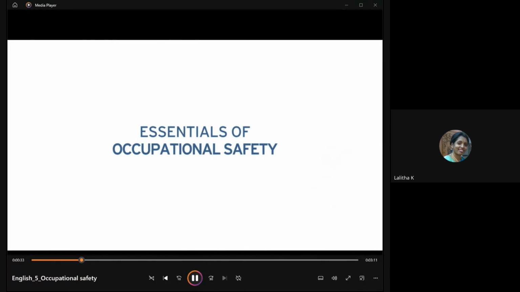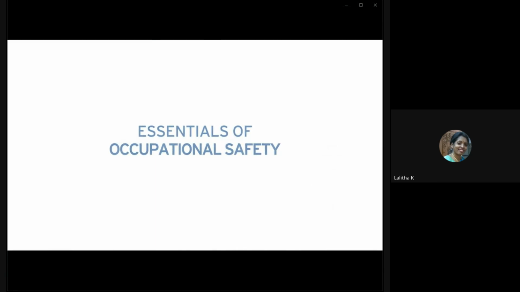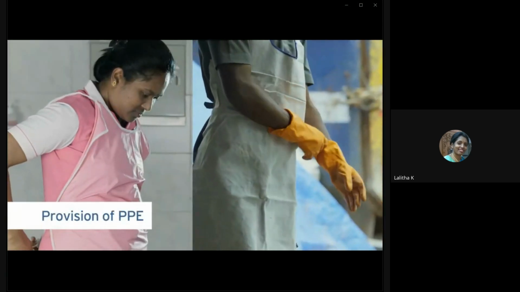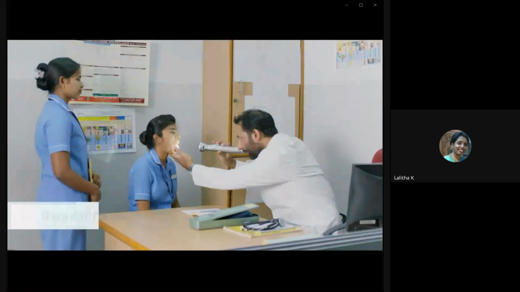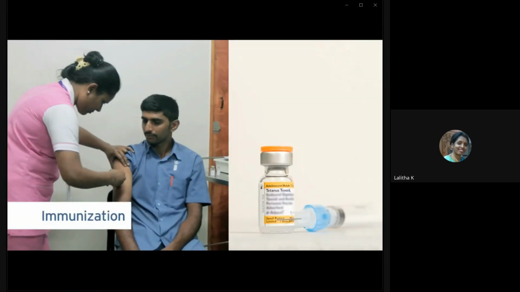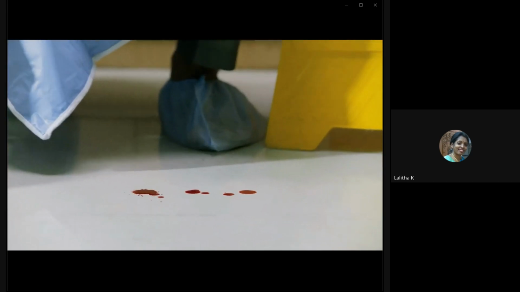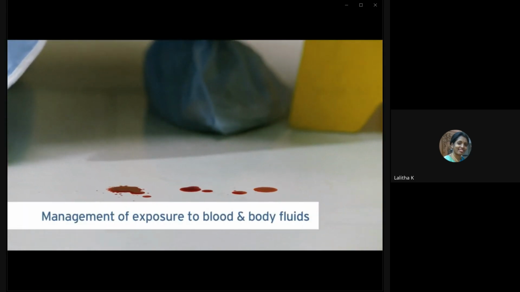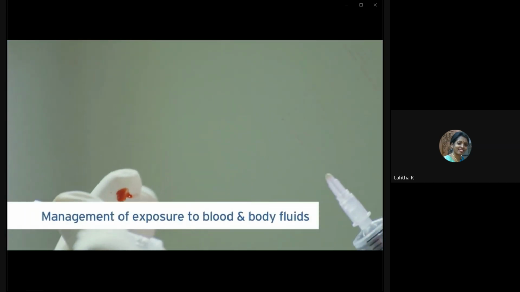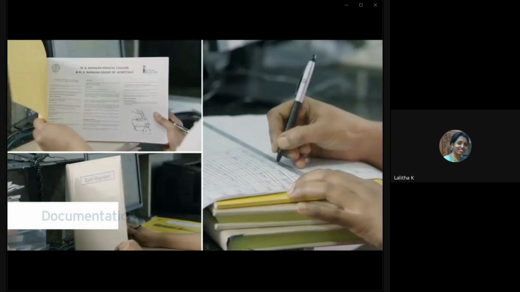An occupational safety program should include provision of personal protective equipment, regular health checkup of all healthcare workers, immunization, management of accidental exposure to blood and body fluids, training, and documentation.